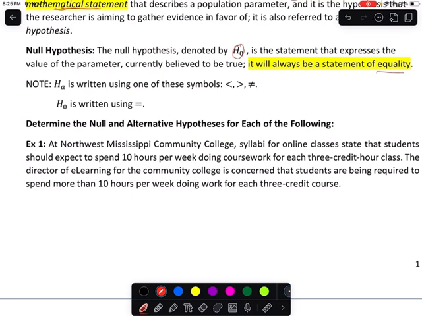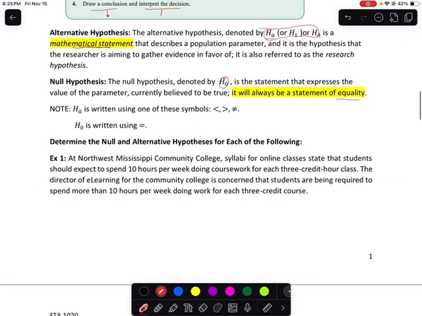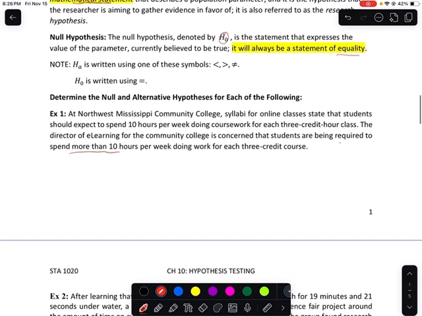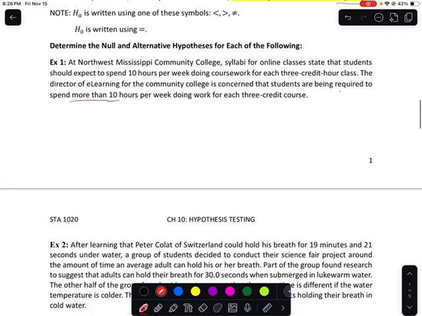Example 1 says at Northwest Mississippi Community College, syllabi for online classes state that students should expect to spend 10 hours per week doing coursework for each 3 credit hour class. The director of e-learning for the community college is concerned that the students are being required to spend more than 10 hours per week for each 3 credit course. Okay, so we basically have to write the null and the alternative hypothesis. It doesn't matter which one you write first. Some people just write H sub 0 first.